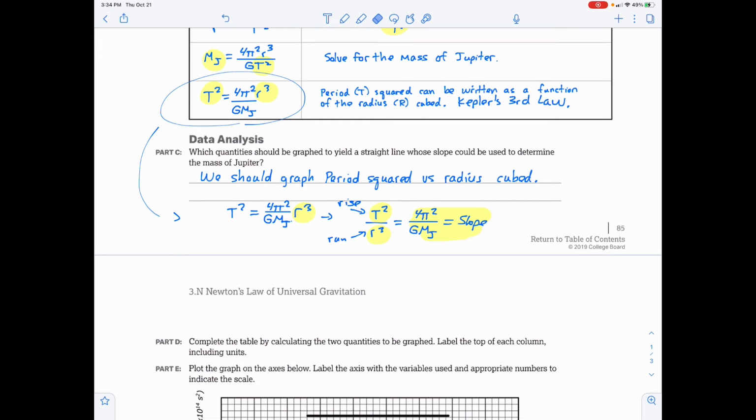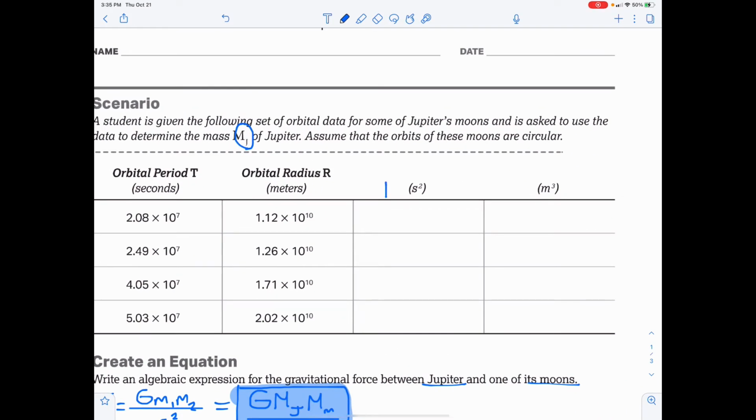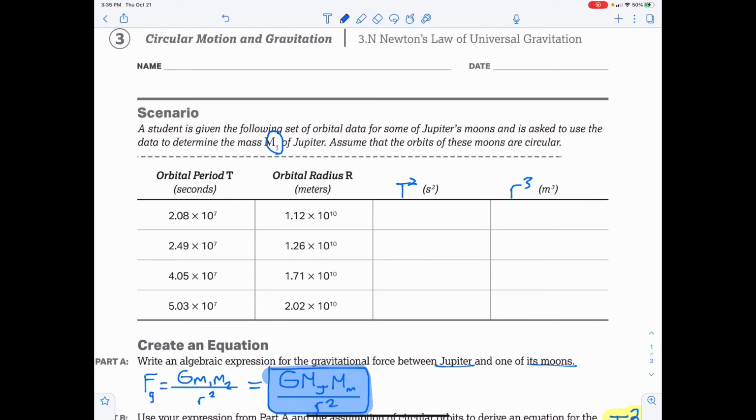Now in part D, we're going to go back up to the top of the activity, and we're going to complete the data table by completing the two quantities that need to be graphed. In other words, we're going to square the period and cube the radius. T squared, and r cubed in meters cubed. So starting with T squared, if I take 2.08 times 10 to the 7 and I square it, I get 4.3 times 10 to the 14.